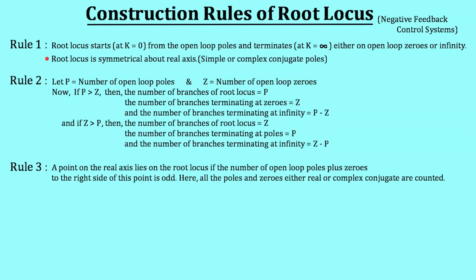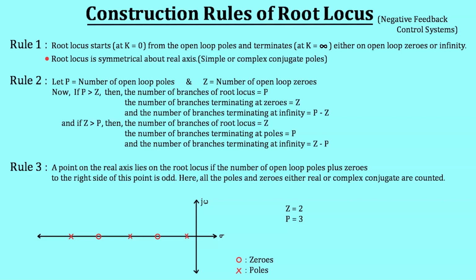if the number of open loop poles plus zeros to the right side of that particular point is odd. Here, all the poles and zeros, either real or complex conjugate, are counted. Before moving forward to other rules, it will be better if we understand these three rules through an example. Suppose that we are having a system with 2 zeros and 3 poles all lying on the imaginary axis as shown in the figure, and now we are supposed to draw the root locus of this particular system.